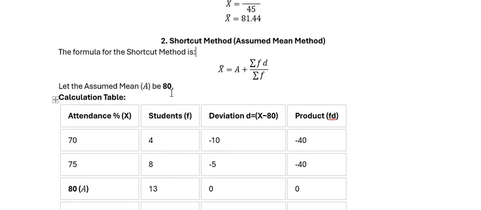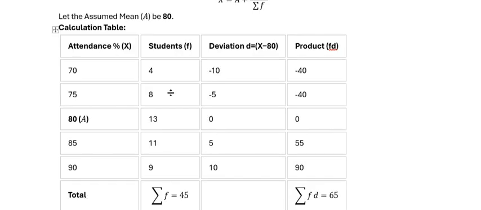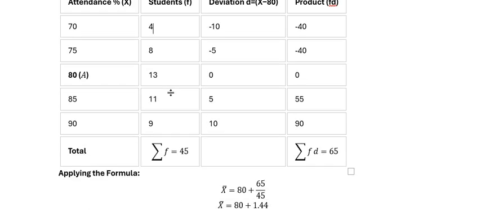The same table we are going to use. So let us assume the assumed mean is 80. Attendance is equal to 70, 75, 80, 85 and 90. The number of students we take as per the question itself, 4, 8, 13, 11 and 9. So deviation is nothing but the difference between the assumed mean and the other values. That is 70 minus 80 is equal to minus 10, 75 minus 80 is equal to minus 5, 80 minus 80 is equal to 0, 85 minus 80 is equal to 5 and 90 minus 80 is equal to 10.